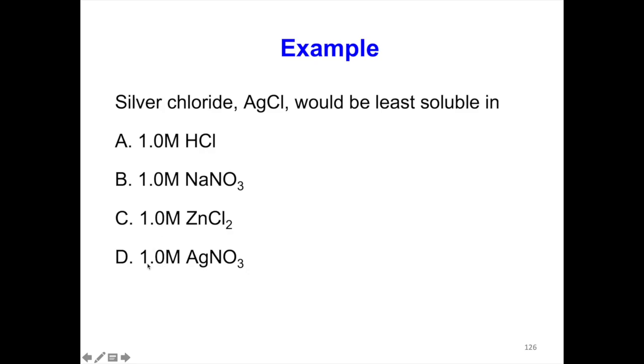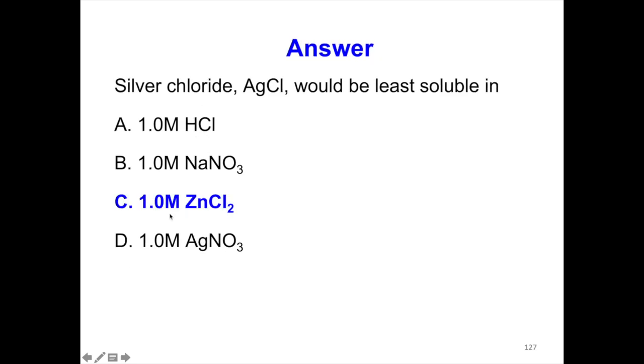And for D, 1 molar AgNO3 is added to AgCl, so the common ion here is Ag+. So it will also reduce the solubility of silver chloride. But which one will make this salt less soluble? The answer is C, because this salt, ZnCl2, produces 2 moles of chloride ions.